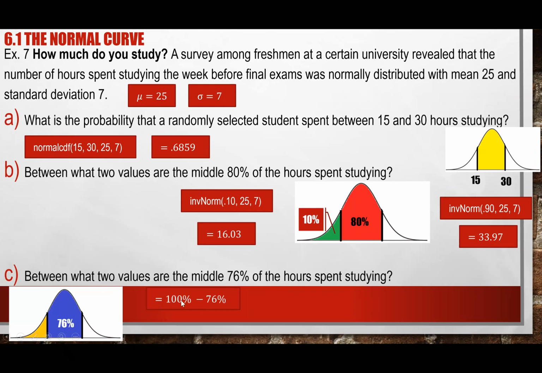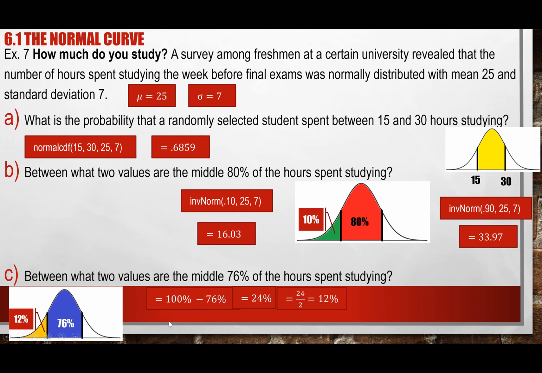So I have to take 100, which is the maximum percentage, minus 76. Therefore, I have 24, right? But I need to take 24 divided by 2 to give me 12% on each side. So I have 12% here and 12% here, but I don't really need this 12%. I only need the 12% to the left. Everybody see where I get the 12% from, right? 100 minus 76, and the result divided by 2 because we have two tails.